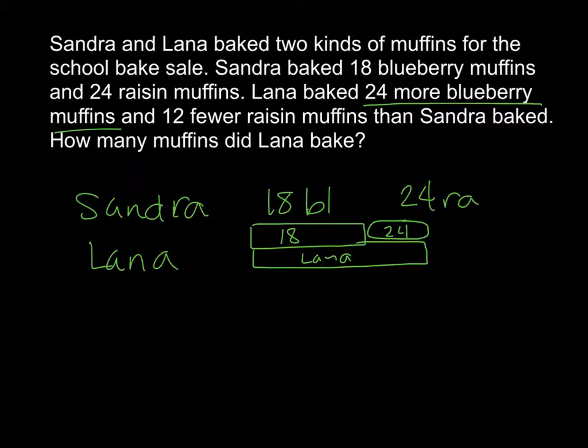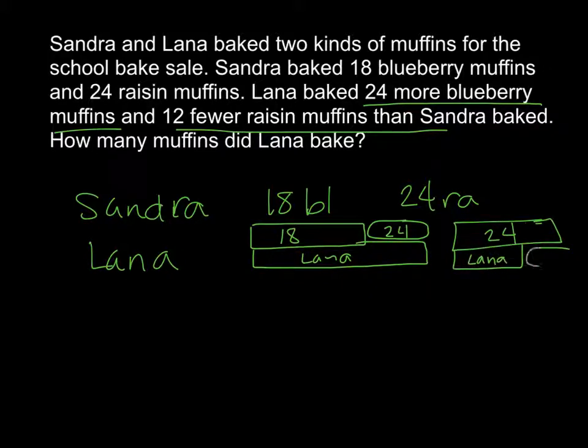And then for the raisin muffins, we have Sandra's amount, which is 24. Okay, and then, oh, I made a bad one. I'm going to make that a little bit longer here. So she made 24 raisin muffins, and it says Lana baked 12 fewer than Sandra. So Lana's is going to be shorter. So this is Lana's. And what's left over is going to be 12 because she baked 12 fewer. So 12 will get you to be the same length as Sandra's.